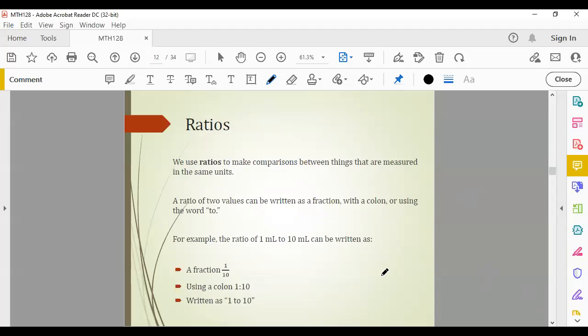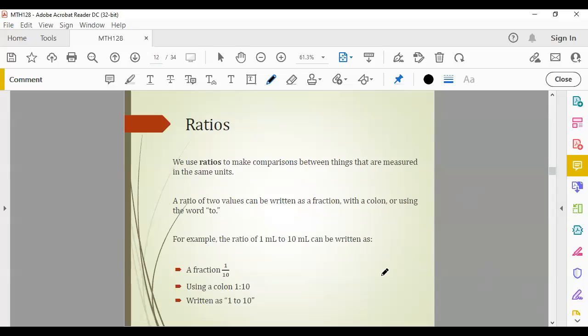Now let's look at ratios and proportions, and then eventually when we have to solve some proportions, we'll use this trick. Okay, so we use ratios to make comparisons between things that are measured in the same units. So a ratio is just comparing two things. There are various ways you can denote a ratio. You can write it as a fraction, you can use a colon, or you can just use words.